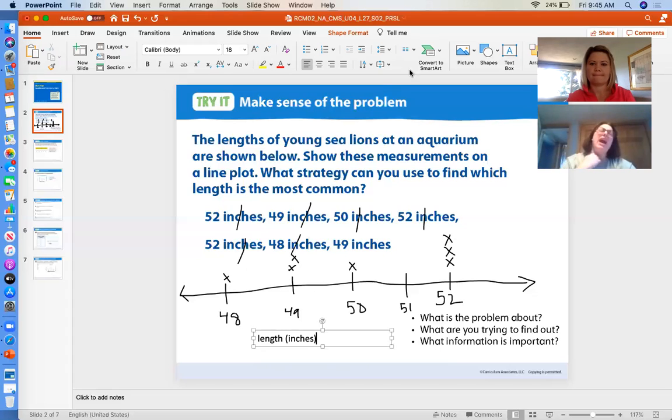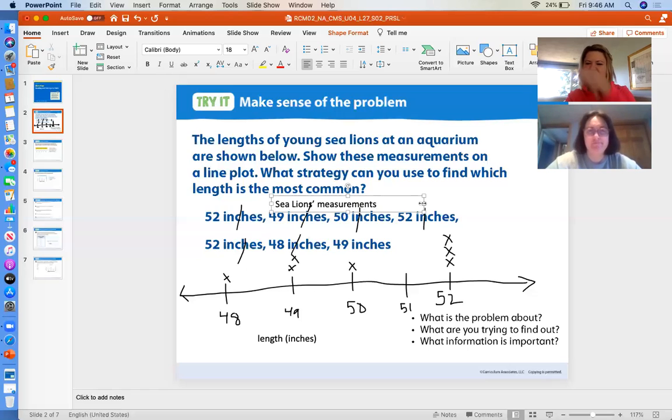And then what would our title be? What do you think our title would be? Sea lion? Oh, sorry, go ahead. No, you're good. I was going to say, well, if I look at the problem, it says the lengths of young sea lions. So could I just put that? Could I put sea lions' measurements? Or even the lengths of sea lions? Could that go there? Or does that have to go at the bottom, I wonder?